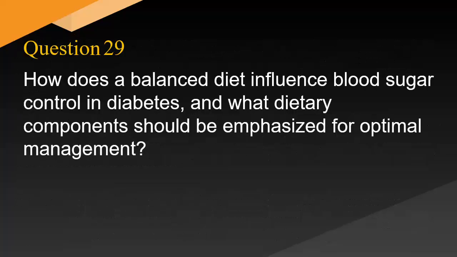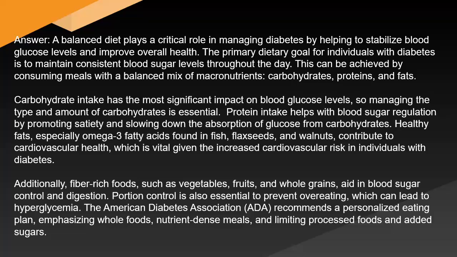How does a balanced diet influence blood sugar control in diabetes, and what dietary components should be emphasized for optimal management? Answer: A balanced diet plays a critical role in managing diabetes by helping to stabilize blood glucose levels and improve overall health. The primary dietary goal for individuals with diabetes is to maintain consistent blood sugar levels throughout the day. This can be achieved by consuming meals with a balanced mix of macronutrients: carbohydrates, proteins, and fats.